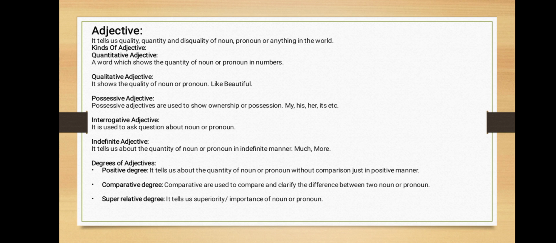Second thing is comparative degree. Comparatives are used to compare and clarify the difference between two nouns or pronouns. For example, she is taller than me. Third is superlative degree. It tells us the superiority, importance of a noun or pronoun. Now move forward to preposition.